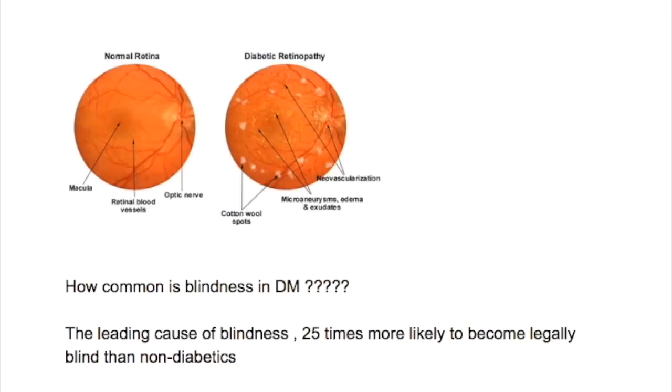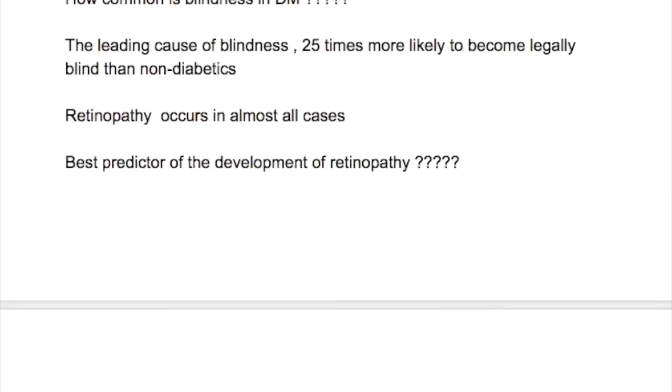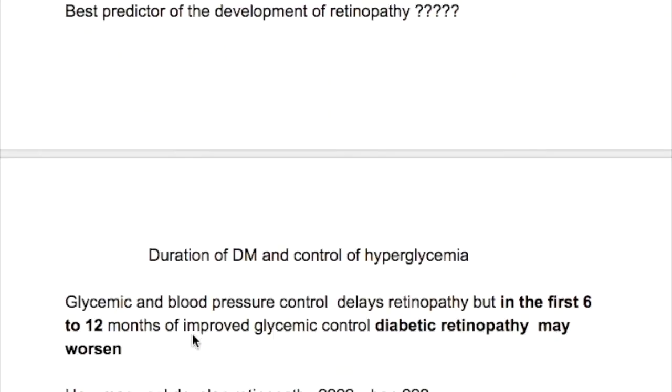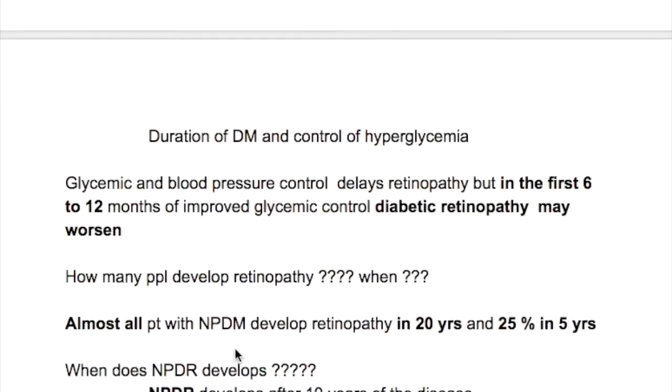Diabetic retinopathy. How common is blindness in diabetes? Diabetes is the leading cause of blindness, and it's about 25 times more common in diabetics than in non-diabetics. So the legally blind are 25 times more in diabetics, and retinopathy occurs in almost all cases. What's the best predictor of the development of retinopathy? The duration of diabetes and the control of hyperglycemia. Glycemic and blood pressure control delays the retinopathy. How many people develop retinopathy and when?